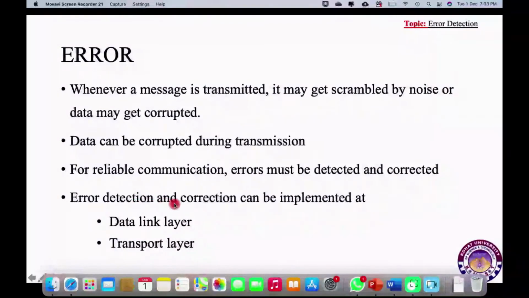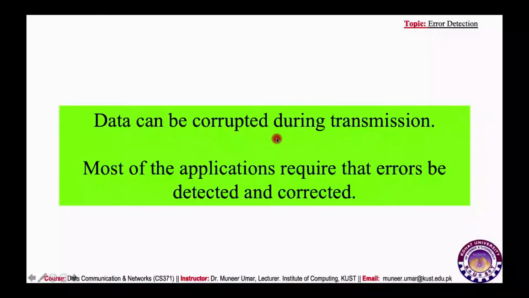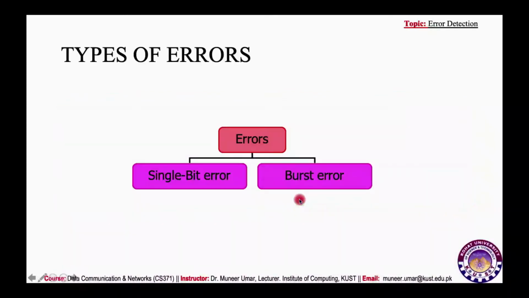Error detection and correction can be implemented at the Datalink Layer and Transport Layer. Data can be corrupted during transmission. Most of the applications require that errors be detected and corrected. There are two types of errors: single bit error and burst error.